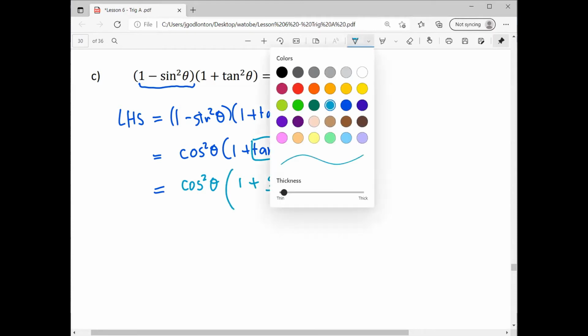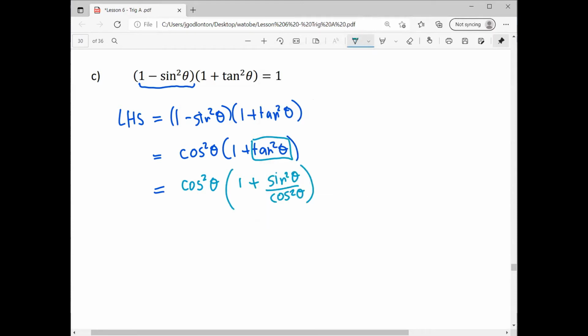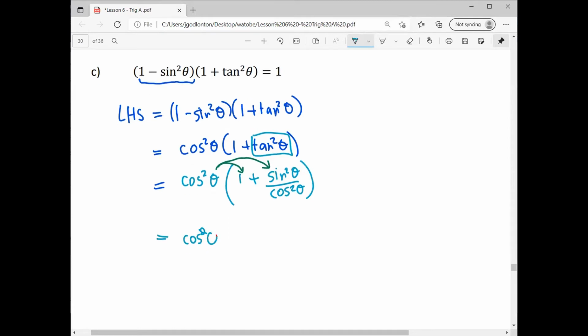Now, I need to try and get this cos into my bracket. So I'm going to multiply that cos. I'm going to distribute it into both of my terms. So we're not doing anything fancy. We're just doing normal multiplication, normal distribution. So I get cos squared theta, and then that's going to be plus cos squared theta, sine squared theta over cos squared theta.